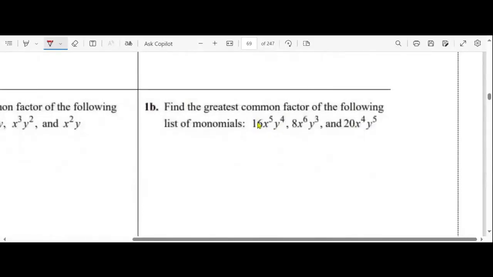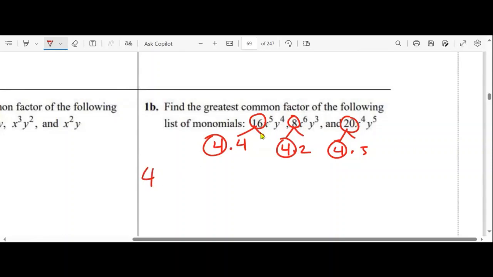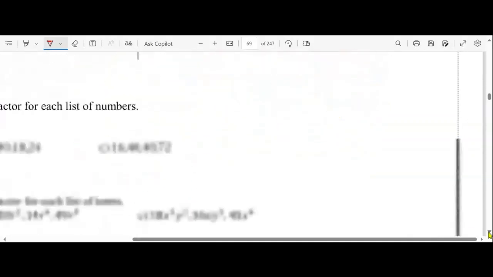Find the greatest common factor. I have 16, 8, 20. 16 is what by what? 4 by 4, right? 8 is 4 by 2. 20, 4 by 5. Which one is common? 4. So take the 4 outside. What about x? X to the power 4. And y? Power 3. That's the answer. Easy as easy. Next one.